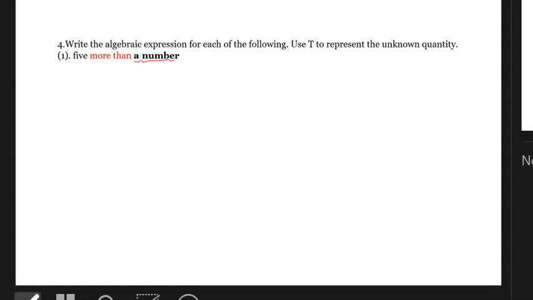So a number, we can use a variable to describe it. Here they did ask us to use t to represent the unknown. So we're going to use t for this number. And a number that is 5 more than this number t, we will be adding 5 to it. More than means you get a bigger number. So we're going to add 5 to t.